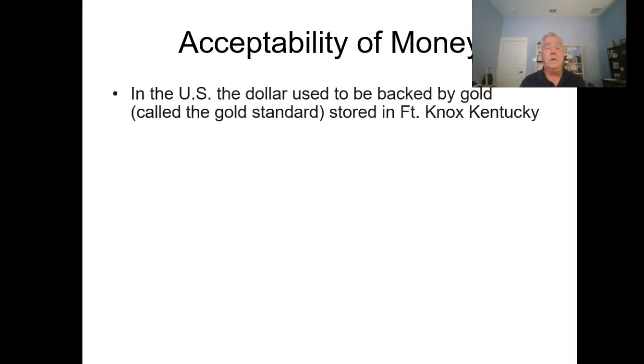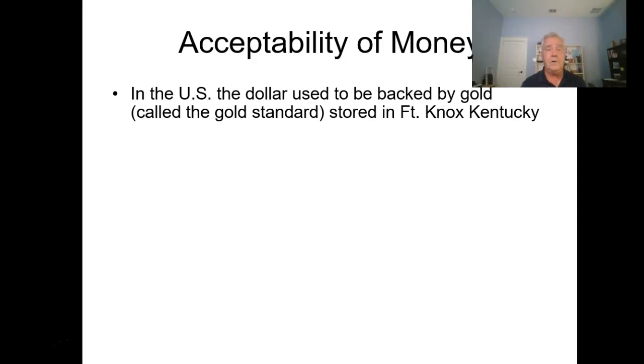Acceptability of money. The US dollar used to be backed by gold, and it was called the gold standard. And this was prior to World War II. The gold that we have in the United States is stored in Fort Knox, Kentucky. It's a vault in the middle of the golf course. It's very difficult to get into, if not impossible. I'm not sure anyone really knows what's really stored in there or how much it's worth. It's something we don't, for some reason, talk about in terms of the government.